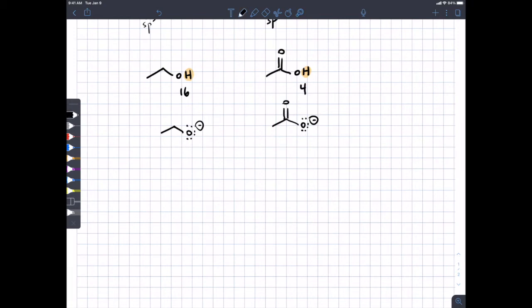Is there a difference? Now that you've drawn the conjugate base, you maybe would notice that you could draw a resonance structure that would put the negative charge in the conjugate base on multiple atoms, on another oxygen, okay? So that would be the explanation why acetic acid is more acidic than ethanol, because the conjugate base of acetic acid is resonance stabilized, whereas the conjugate base of ethanol is just a localized negative charge.